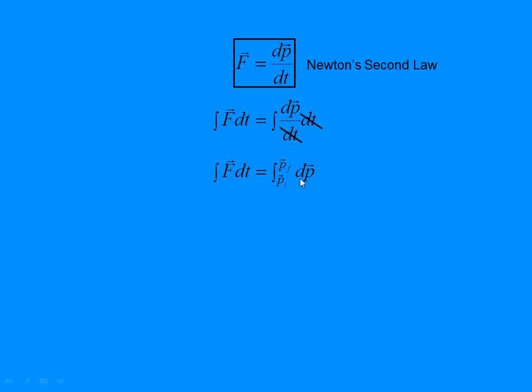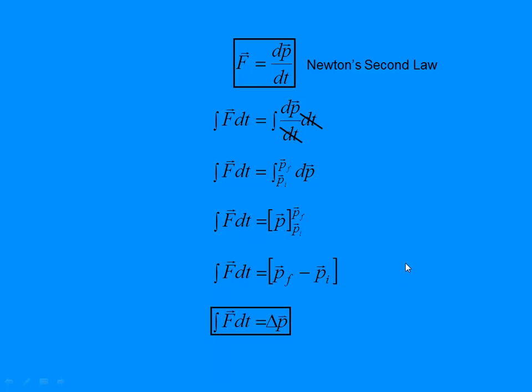Well, the integral of the momentum is just momentum. That's a 1, right? So if you use the power rule, you're adding 1 and dividing by 1, and you get momentum, evaluated from the upper limit minus evaluating it at the lower limit. But final momentum minus initial momentum is just change in momentum. So this is just the impulse change in momentum equation for calculus.